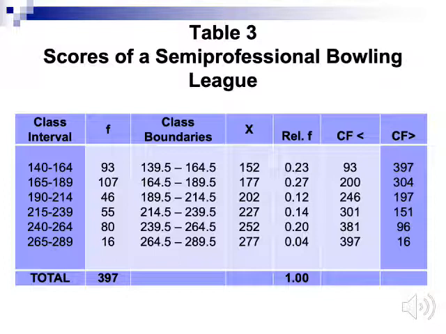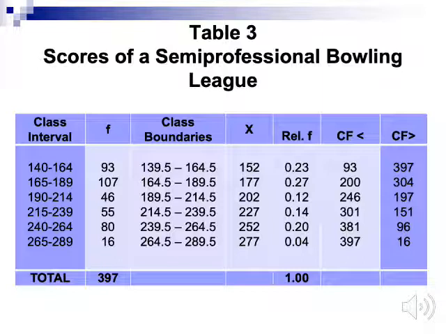Then the cumulative frequency. Notice that on the class interval 140 to 164, you have the cumulative frequency 93. The next is 107. So when you cumulate, you simply add 93 plus 107, so you have 200, plus 46, so 246, plus 55, that's 301, plus 80, 381, plus 16, 397. Take note that the last entry here is the total number of observations. If you add all the frequencies, it's 397, and that is also 397. So you are constantly adding until you reach the total number of observations. That's for the less than cumulative frequency.